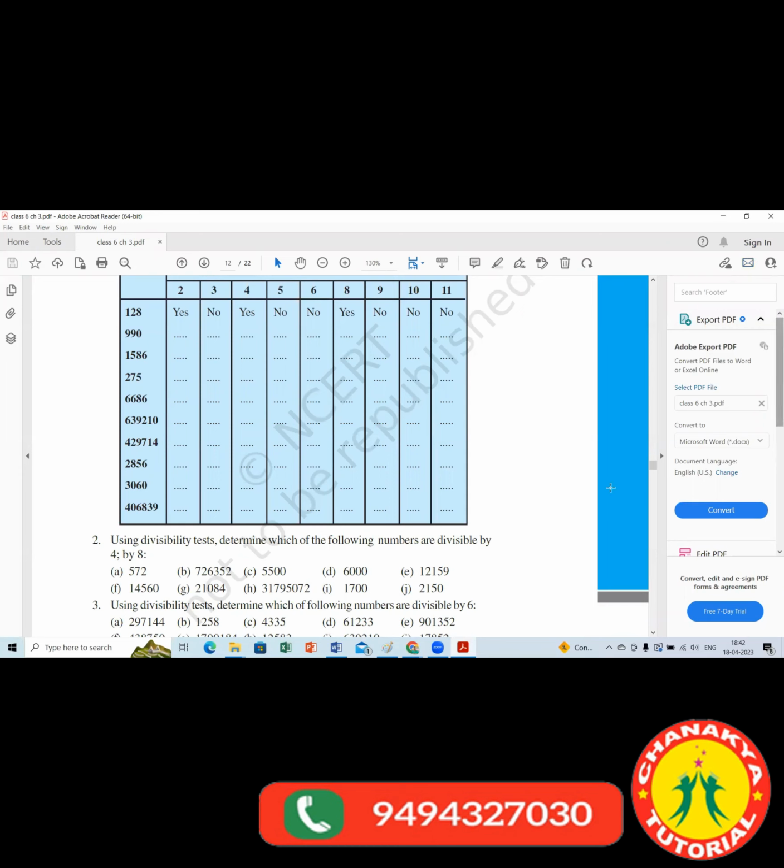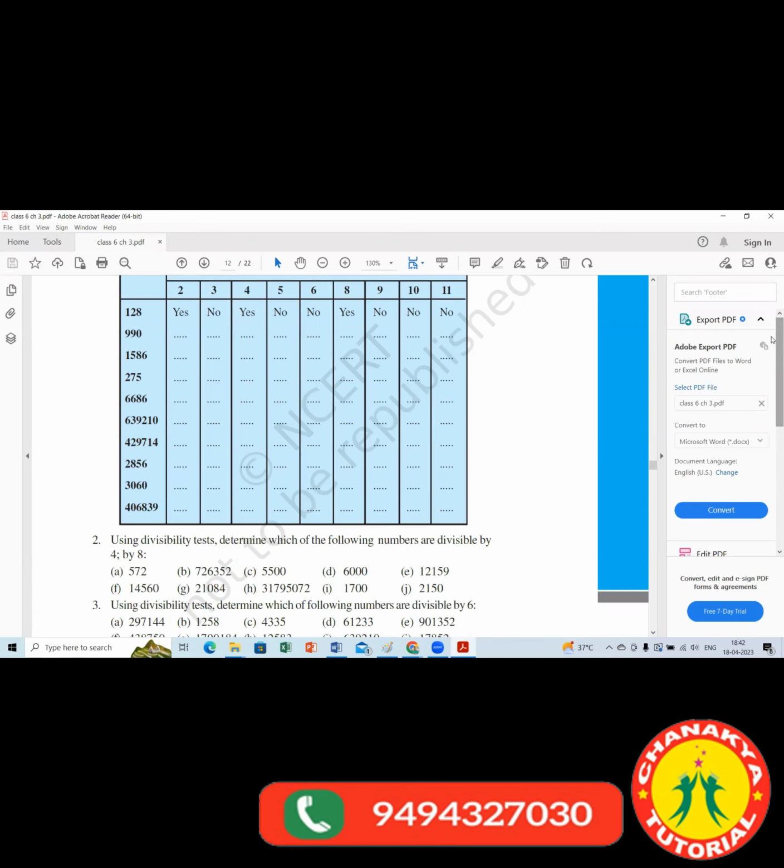Soumya, are you ready? Soumya is the only girl left in the class. Which number do you want to take among these? Yes, Soumya. 2886... 6 lakhs 39,210 you are taking. Yes, ma'am.